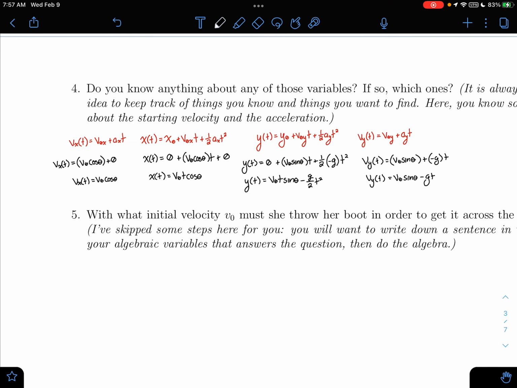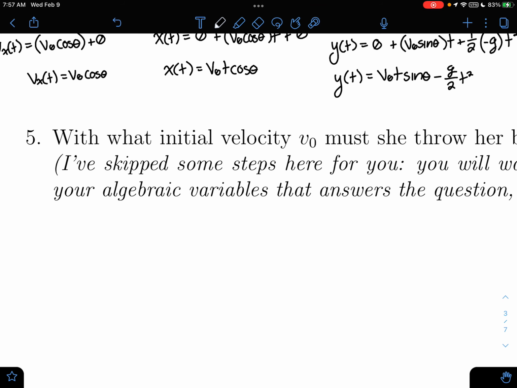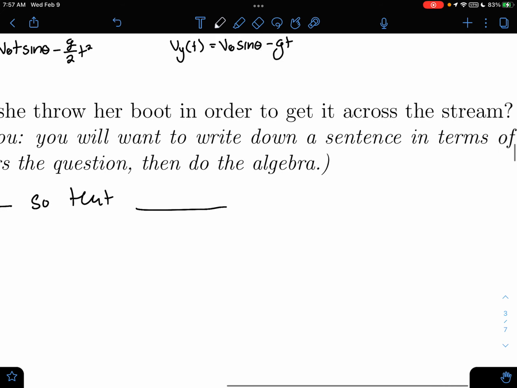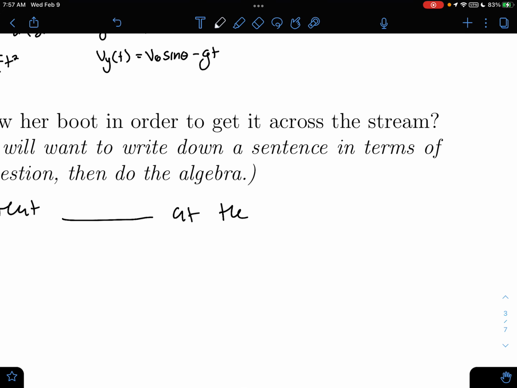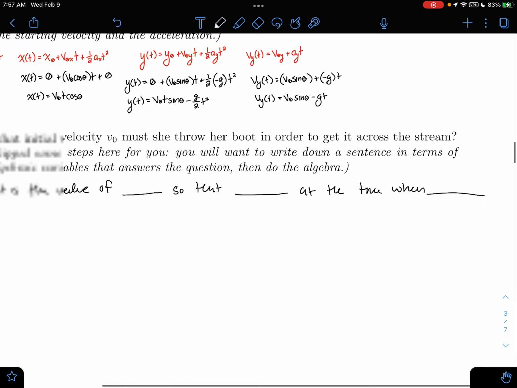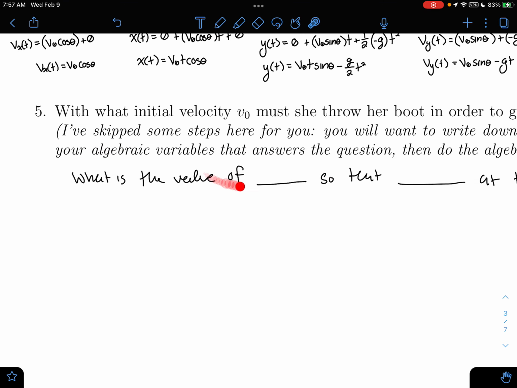Cool, so we have some equations. Now we can start looking at the actual problem. So for this problem, we're going to set up a sentence. The frame of our sentence is going to be: what is the value of blank, so that blank is true, at the time when blank is also true. This is how we're phrasing the question for what we're answering. So what is the value of blank is always going to be what the question is asking for.